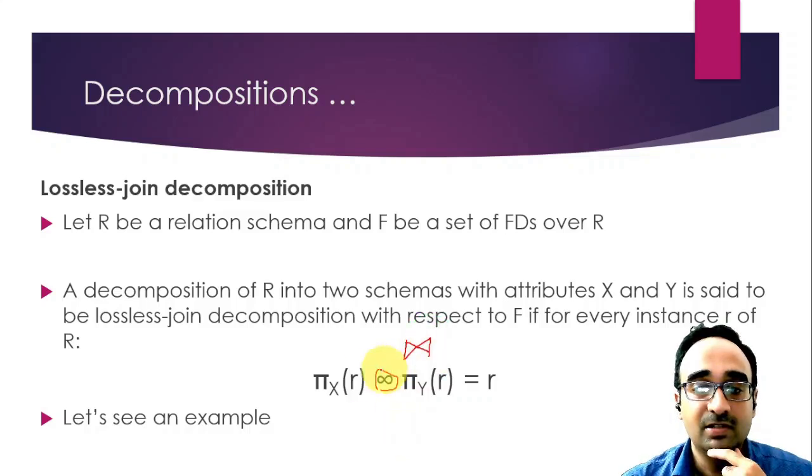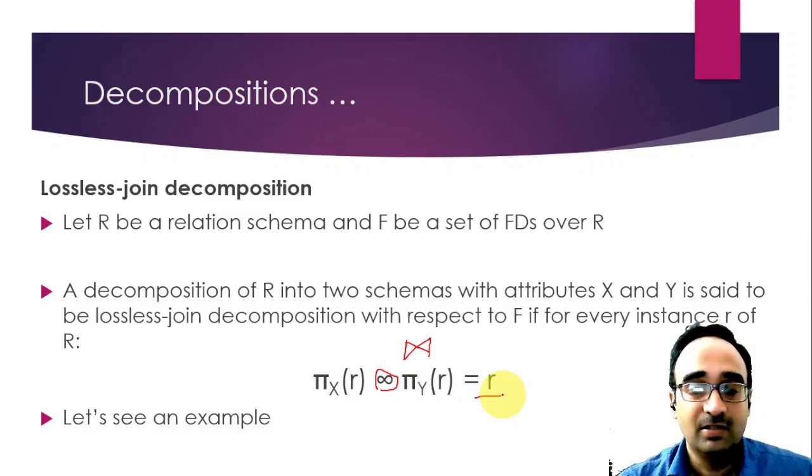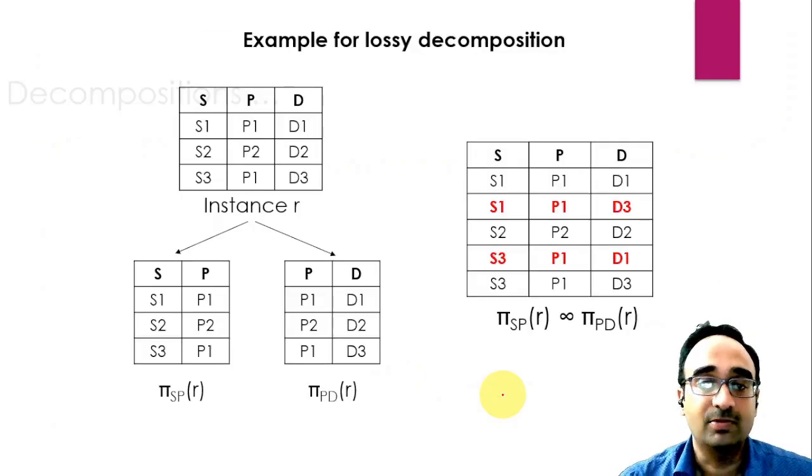When you join the two small tables together into a large table, you should get the original table again. Whatever table you divided into two tables, whenever you join them, you should get the same original table. If you are getting the same original table, that is called lossless join decomposition.